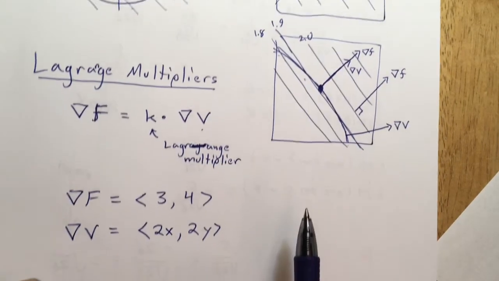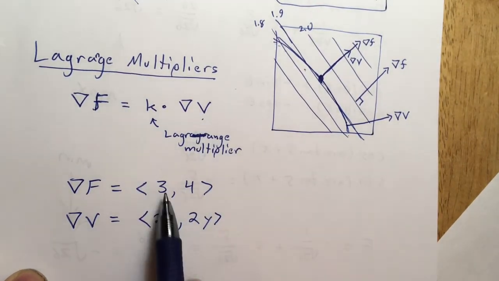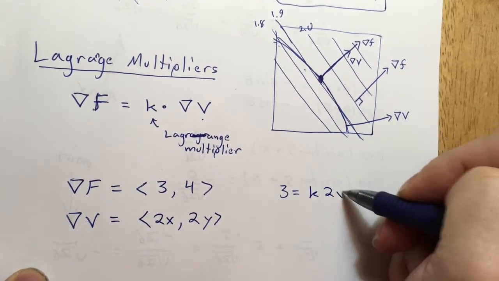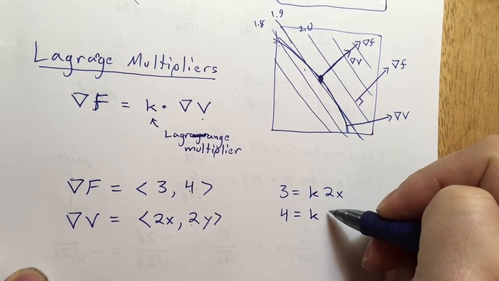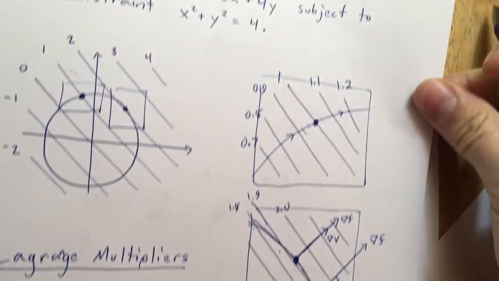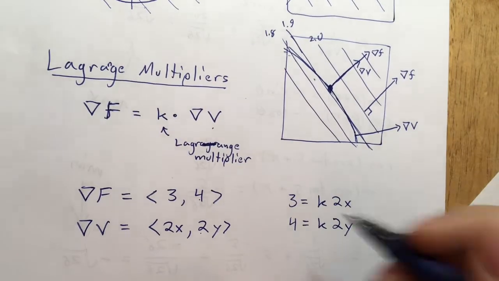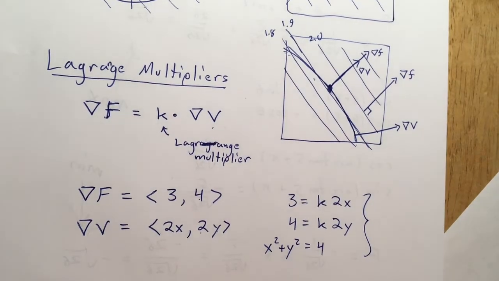Now, let's use this equation. It says that the gradient of f is a multiple of the gradient of v, so 3 is k times 2x. 4 is k times 2y. And actually I have one more equation that I can throw into the mix here, and that is the constraint equation itself: x squared plus y squared equals 4. And this system of equations is what I need to solve to find that point over there.